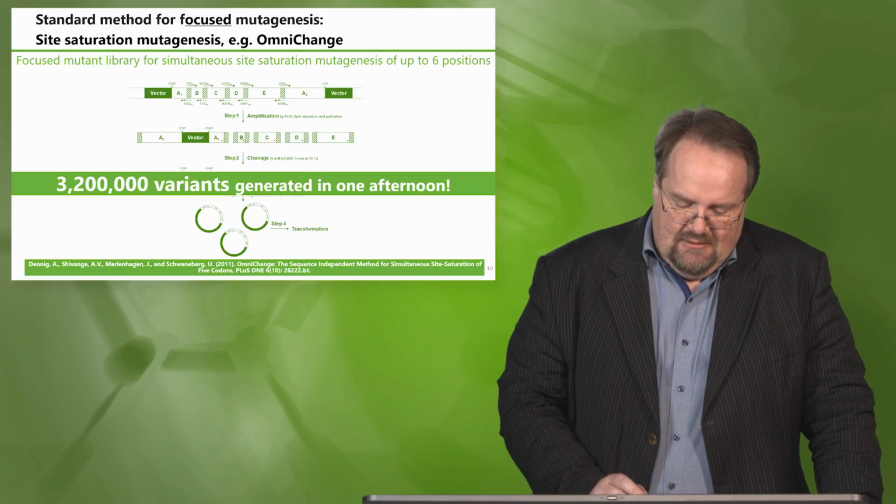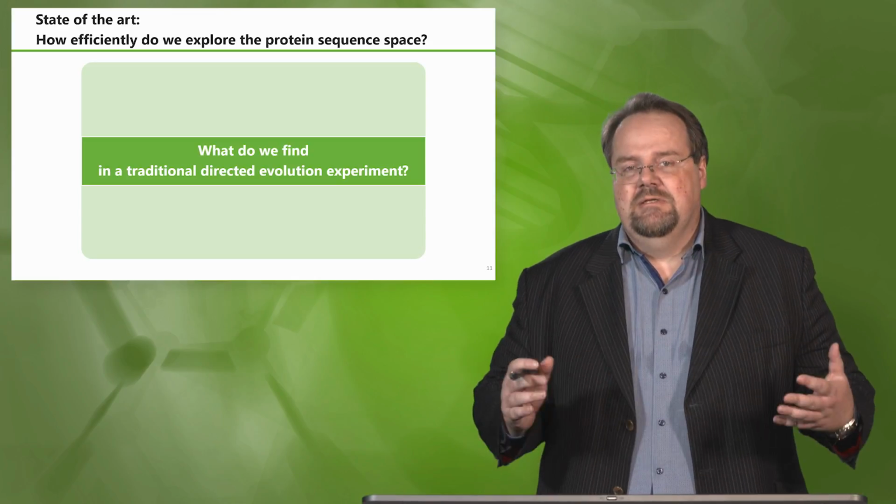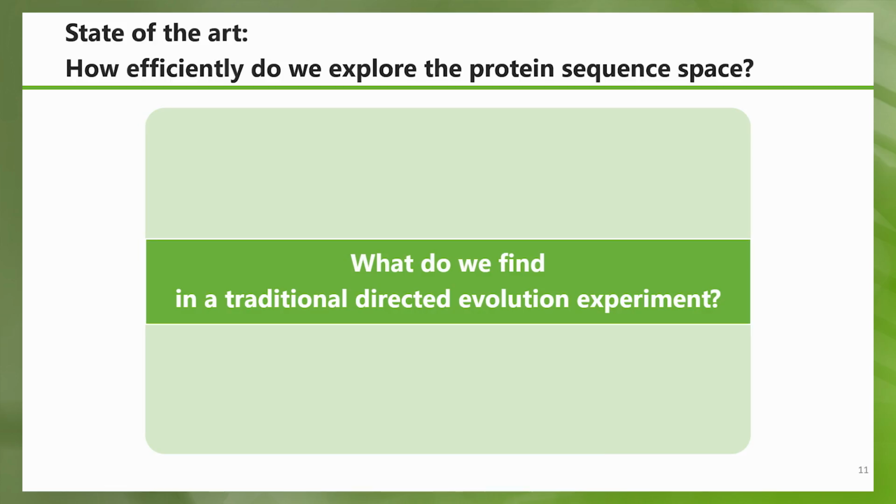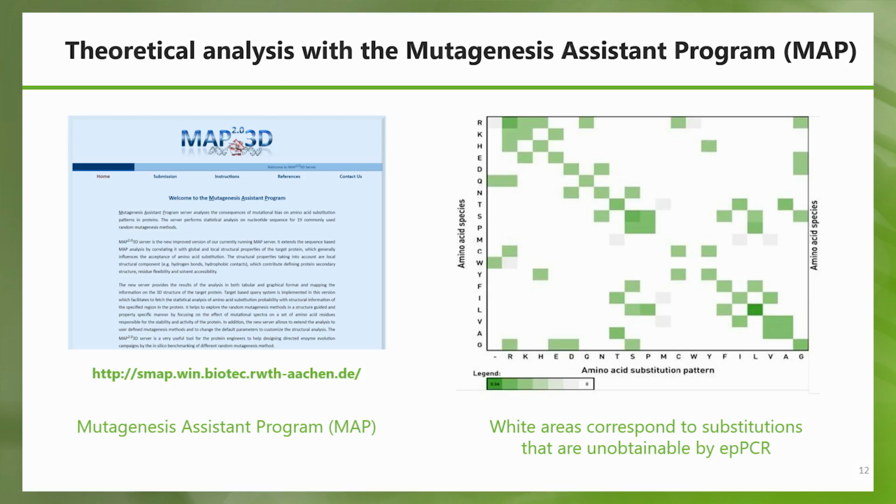Now we can ask ourselves, when we look at a random library, an error-prone library, what do we find there experimentally? We can do this theoretically, and for example, computationally with the mutagenesis assistant program, the MAP program. You put in your error-prone conditions, and then it gives you for the protein this scheme here. Here you have all the amino acids that are in the protein. This is a stop codon. Here are the substitutions that you can expect in your error-prone library.